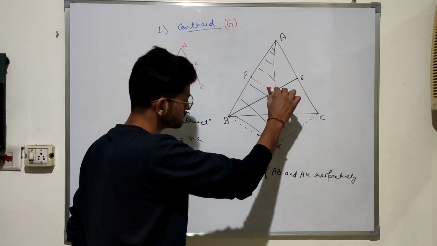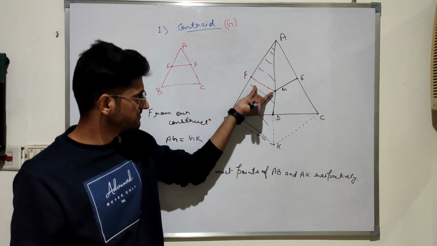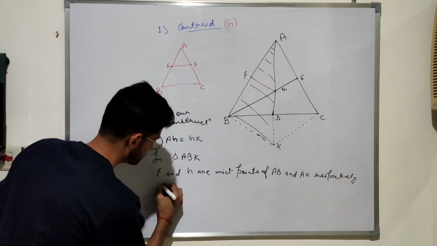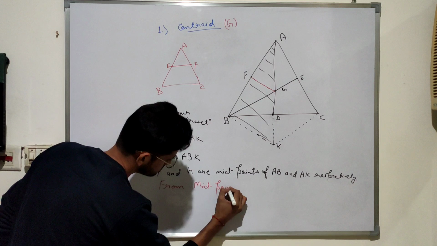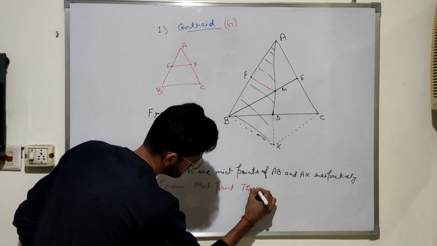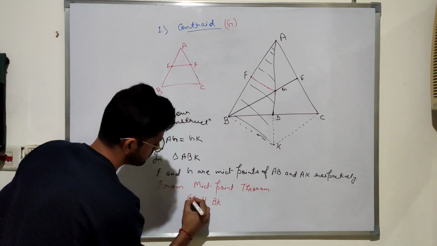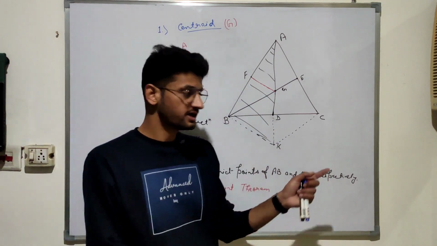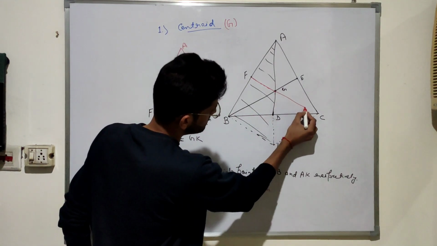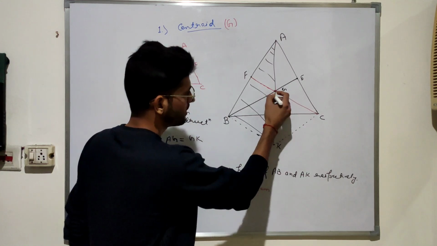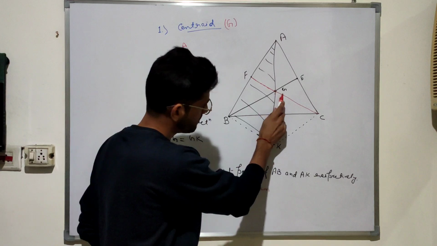F and G are the midpoints. When we join F and G, it is going to be parallel to the third side, BK. So from the midpoint theorem, FG is parallel to BK. Since G is the centroid, the line through it will pass through point C also, because the centroid is the point of intersection of all the medians of triangle ABC.